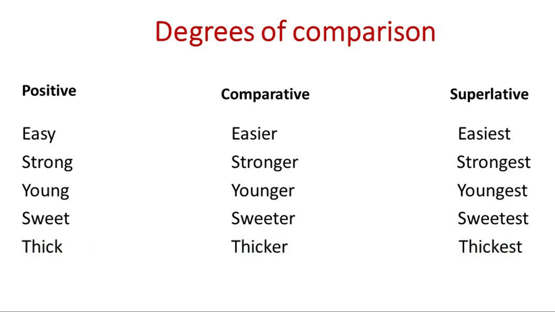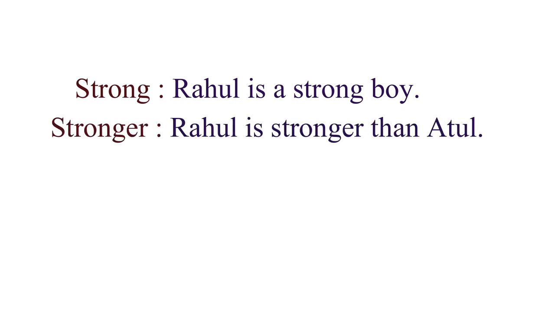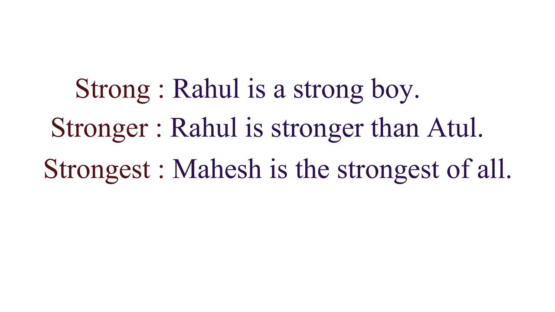Now, in order to understand the words better, let us see them in the form of sentences. Strong. Rahul is a strong boy. Stronger. Rahul is stronger than Atul. Strongest. Mahesh is the strongest of all. We see here that a comparison is made between the three boys.